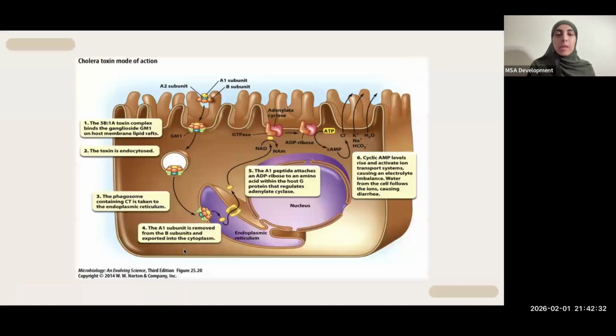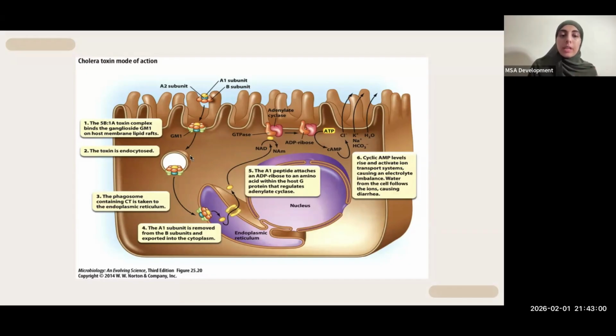Okay? Now, the mechanism of pathogenesis of cholera. So this is the cholera toxin, okay? We said it has two parts, the A subunit and the B subunit. B is for binding, so the B subunit will bind, and then the A subunit will actually cause the disease. So after the toxin binds, it will be endocytosed inside the cell, the enterocyte, okay? This is the enterocyte in the intestine, all right?